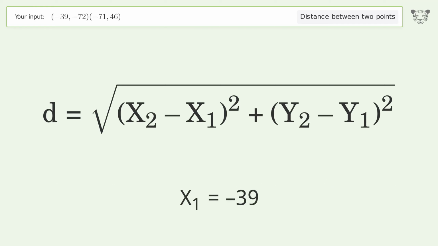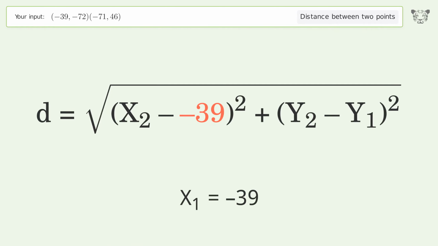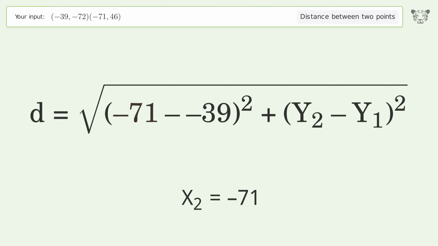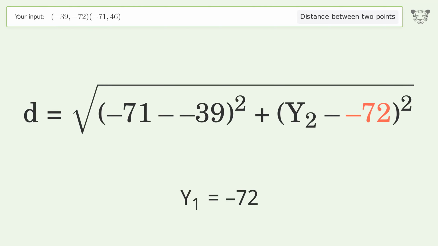x1 equals -39. x2 equals -71. y1 equals -72. y2 equals 46.